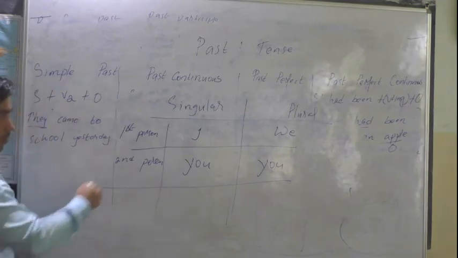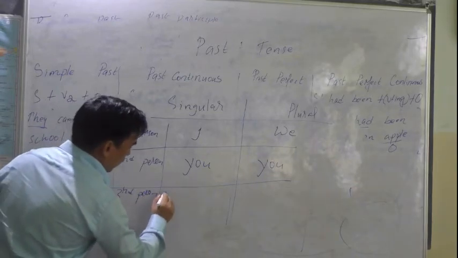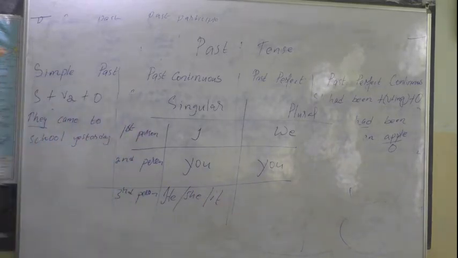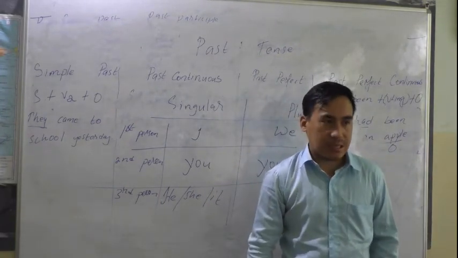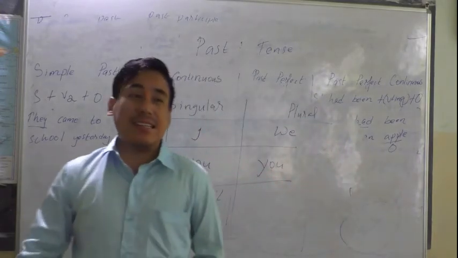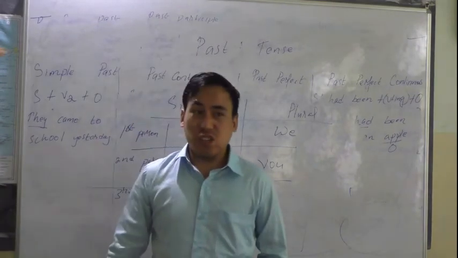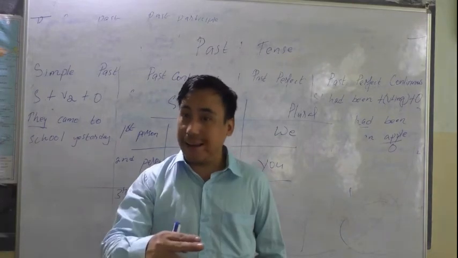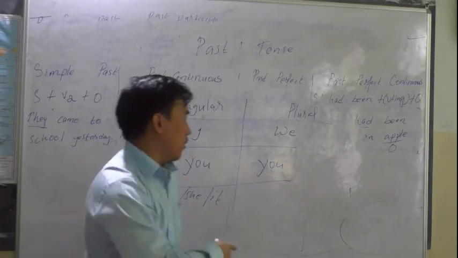Third person, singular. He, she, it. Singular. It stinks. It stinks, singular. It. She sings. He dances. He cries. She shouts. All singular, right? So it is followed by a verb in singular form. Okay. Plural.